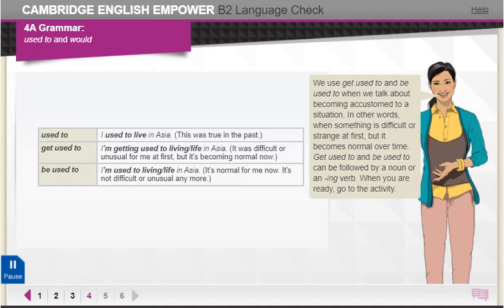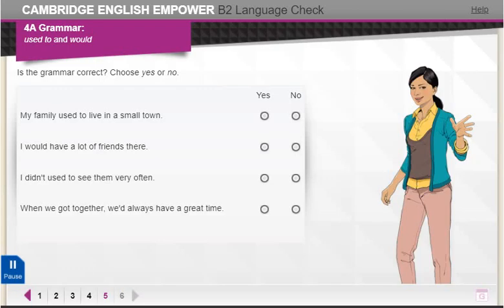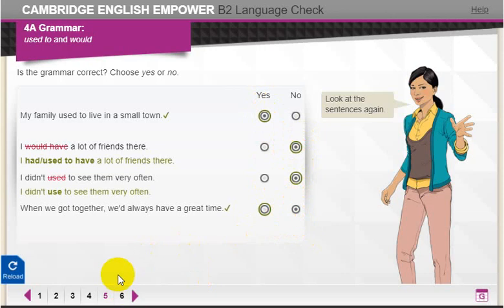When you are ready, go to the activity. Is the grammar correct? Choose yes or no. Look at the sentences again. We say, I had, or I used to have, a lot of friends there, and I didn't use to see them very often.